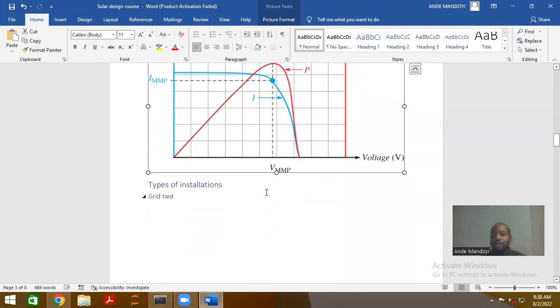Now let's get to the bricks and mortar of things, because that was just setting the groundwork. Let's look at the types of installations. You have grid-tied installations, hybrid installations, and off-grid installations. Let's start with grid-tied. What do we mean by grid-tied?